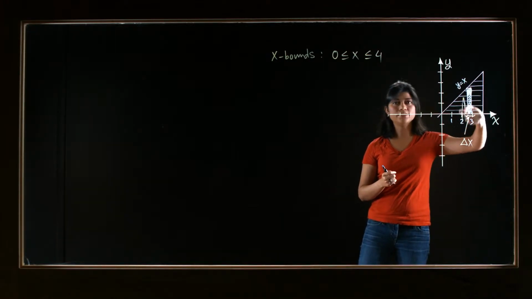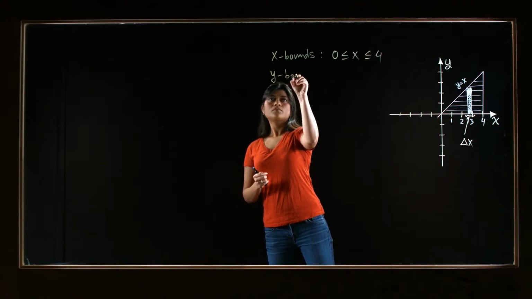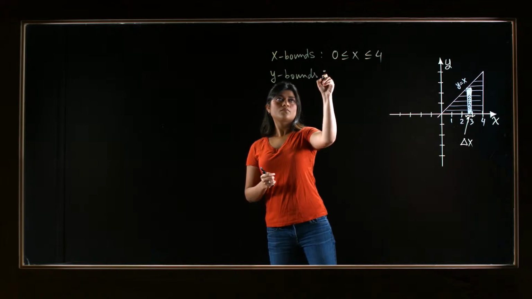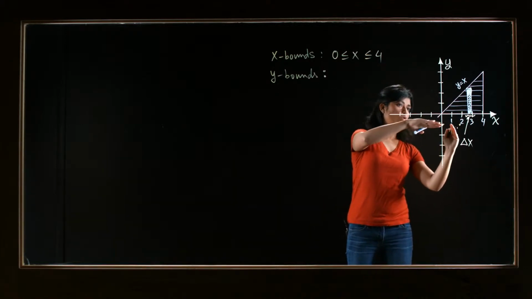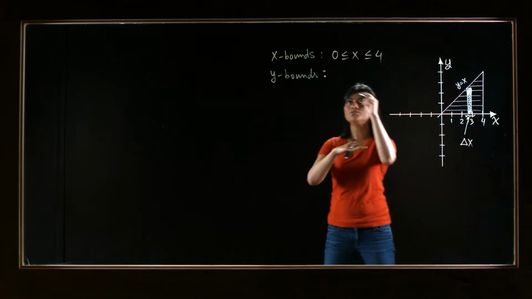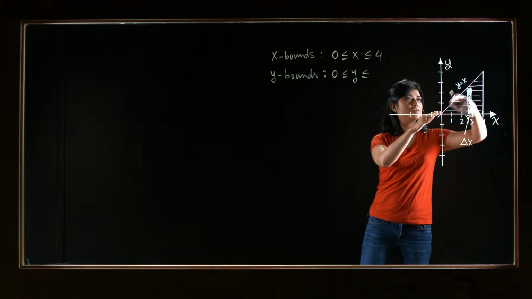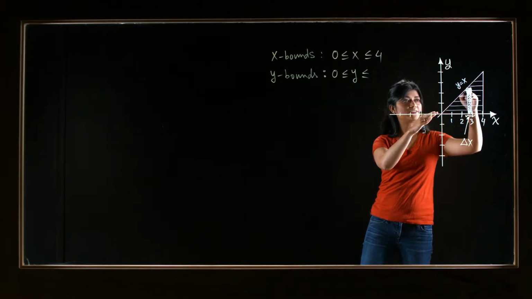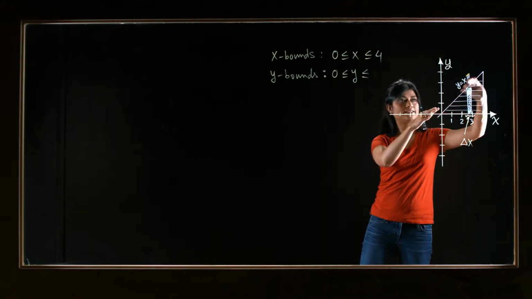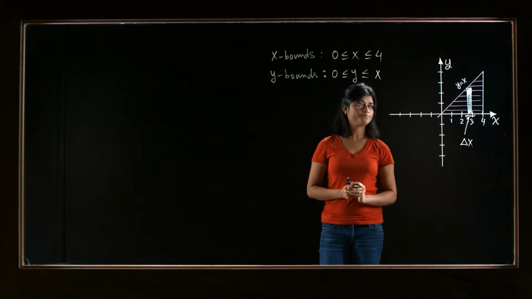So you have to look at the length of this rectangle. Okay, and see the y starts again at x-axis, so that's where y is 0, so that's the lower bound for y, and then the upper bound is the line y equals x, because this rectangle stops there at that line. So x is the upper bound for y.